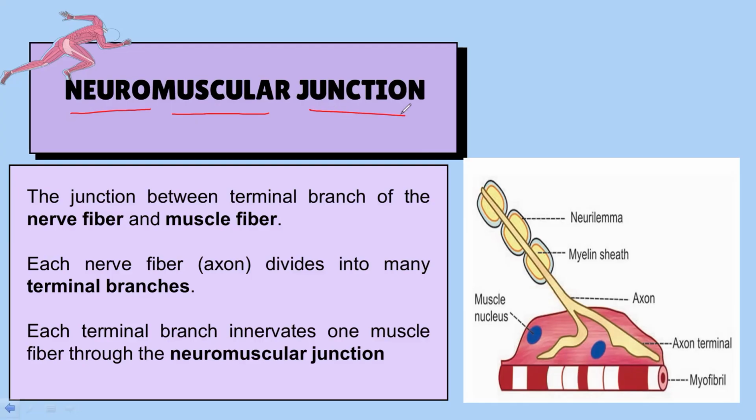Our today's discussion is about the neuromuscular junction. So here we are having three terms. Neuro means nerves, muscular means muscle cells, and there is a junction between these two cells. So this junction between nerves and muscle cells is called neuromuscular junction.